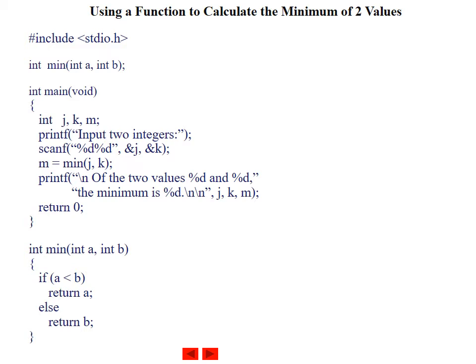So you can see that when we make a call to this, we've jumped out of the main program and went to the function min. Then we run it, we take whatever it returns, then we go to the next instruction, which is printf newline of the two values, %d, %d. The minimum is %d. Then the first value is j, so j comes in here, k comes in here. Then the minimum is m comes in here, right? Then return 0 and you exit.